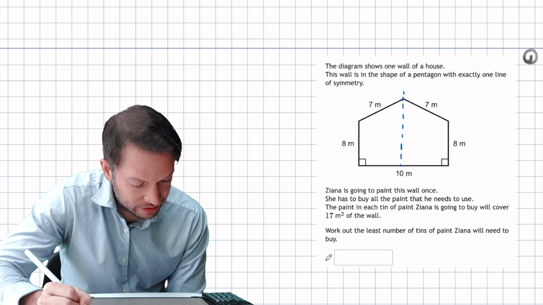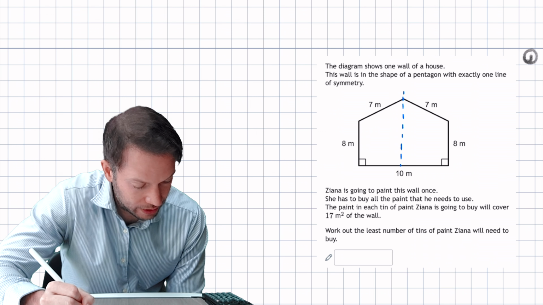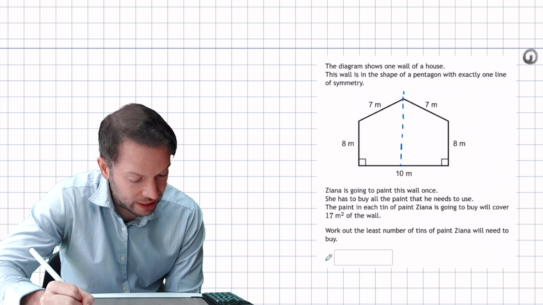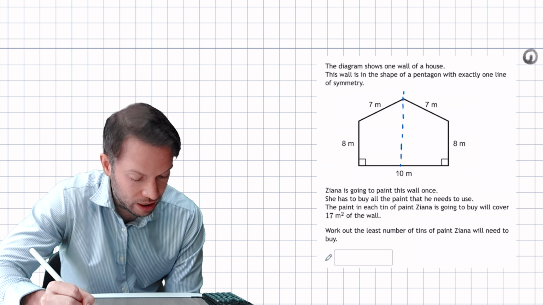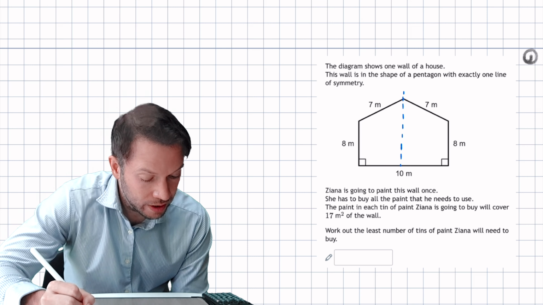Ziana is going to paint this wall once. She has to buy all the paint that she needs to use. The paint in each tin of paint Ziana is going to buy will cover 17 square metres of the wall. Work out the least number of tins of paint Ziana will need to buy.